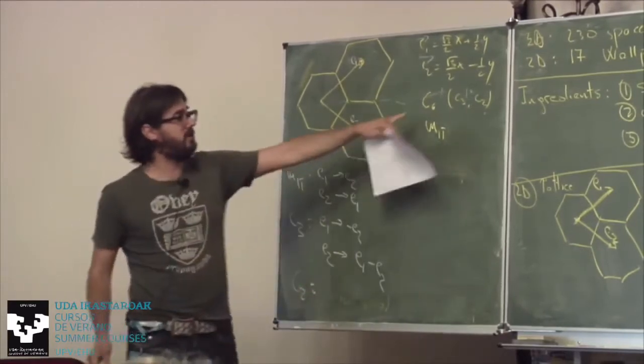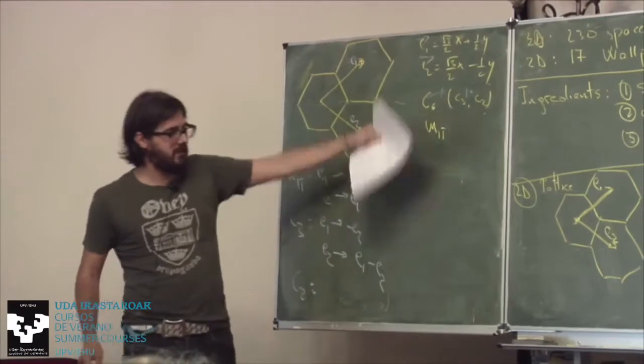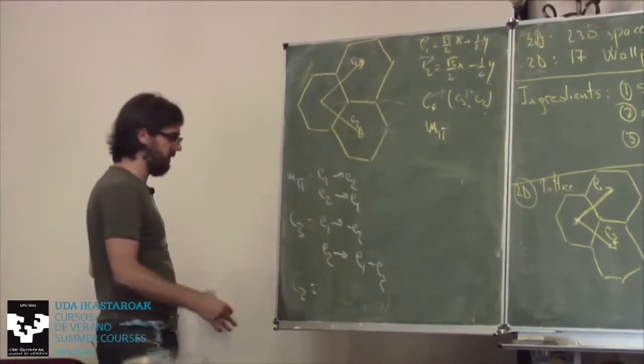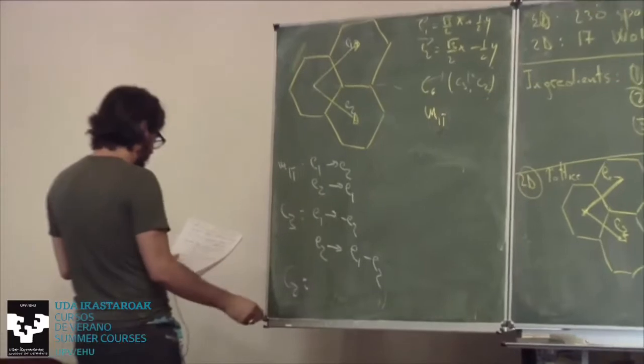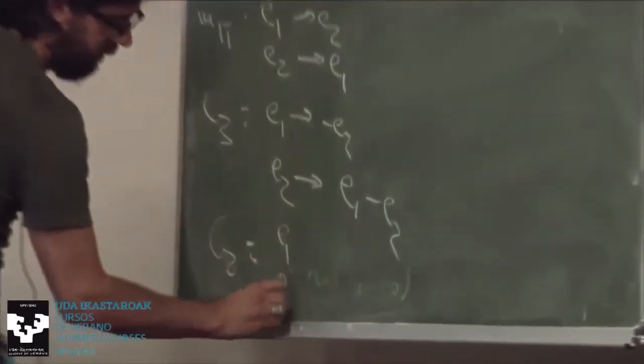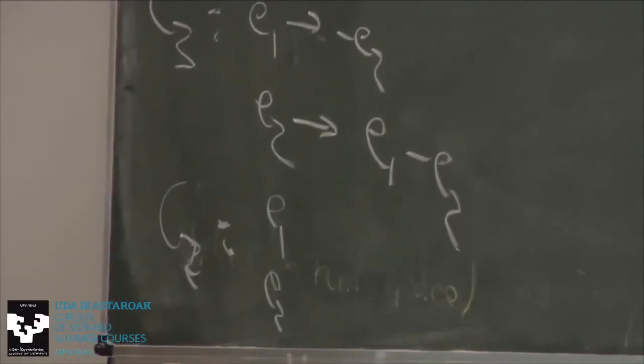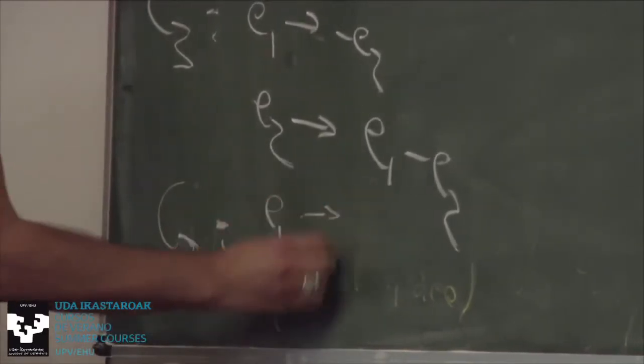So, I could just say C6, but we're going to need these for later, so we're just going to put them like this. C6 takes E1, E2. C2 takes E1, E2. C2 is, of course, a 180-degree rotation. Where does it take them?